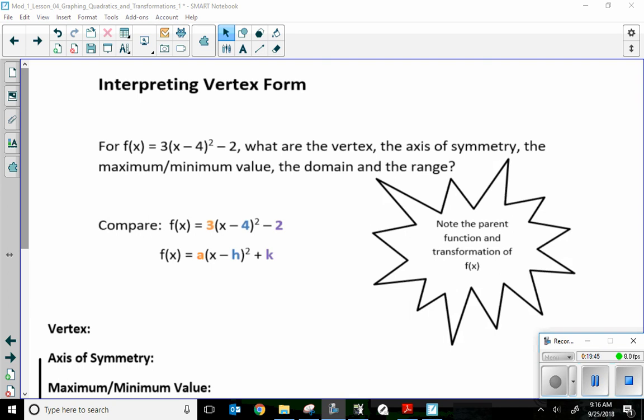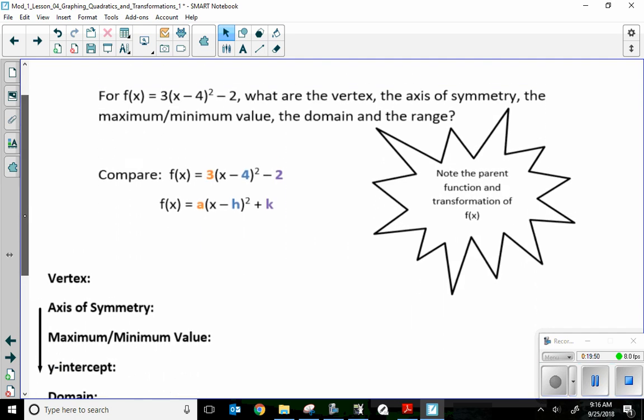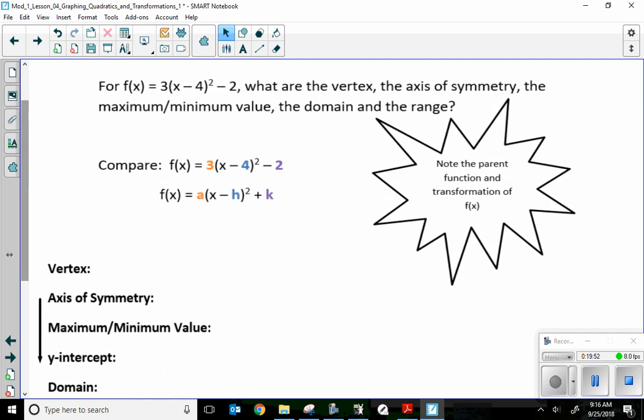For f of x equals 3(x minus 4) squared minus 2, what are the vertex, the axis of symmetry, the min-max value, the domain, and the range? First I'm going to answer: what is the vertex? Well, you'll see they give us right here the equation. My a is 3, my 4 is h, and my 2 is k.